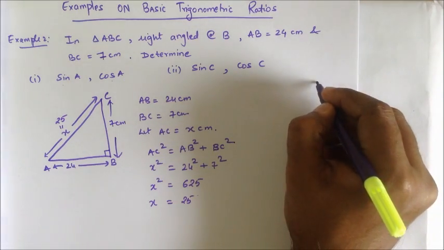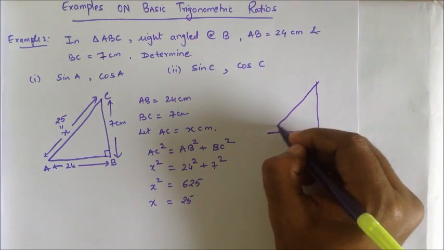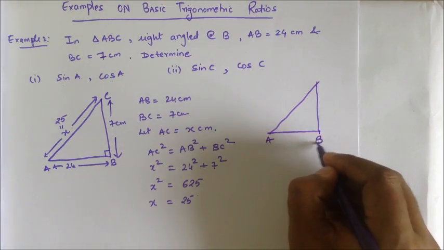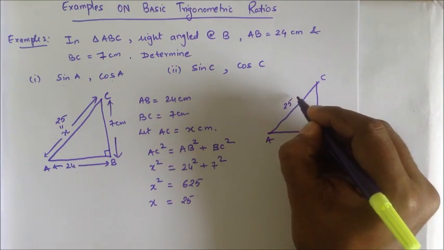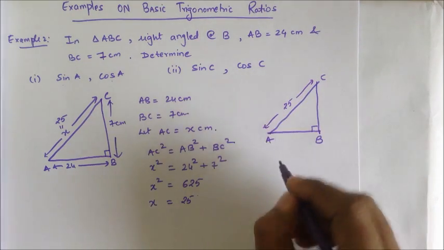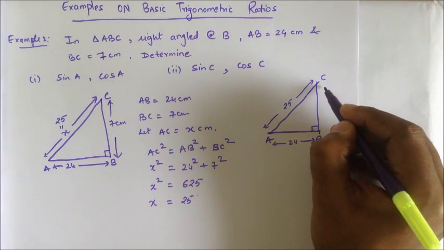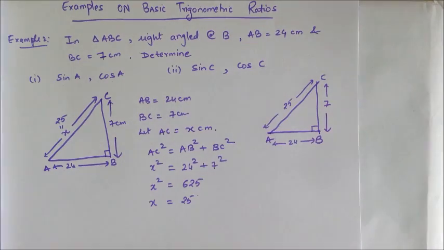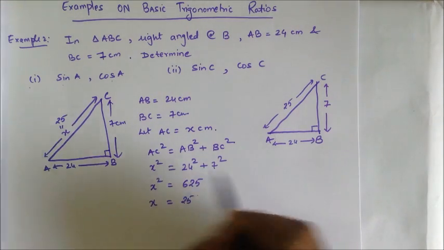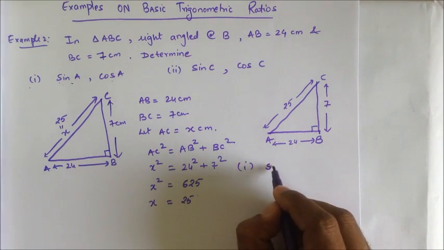Hence, if I draw this diagram once again, the triangle ABC, which is right angled at B, the hypotenuse would be of length 25 centimeters. AB is of length 24 centimeter and BC is of length 7 centimeters. Now I'll move to the first part. In the first part, we have to first find sine of A.